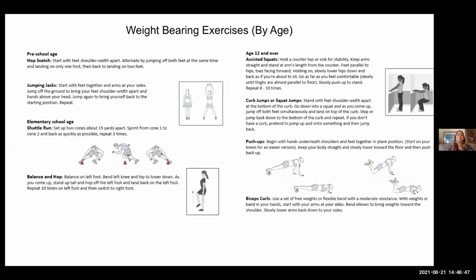And these are some examples that we tell our patients to do. This is divided based on age. Some things that are appropriate for preschool age are playing hopscotch and jumping jacks. Elementary school children can do shuttle runs, balance and hop. Older children can do assisted squats. They can do jumps, push-ups, bicep curls. And then the most simple thing, just walk. If they can't do any of these things, if it's too much for them to do the jumping, just make sure they're walking.